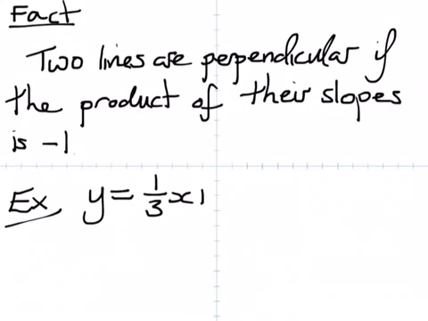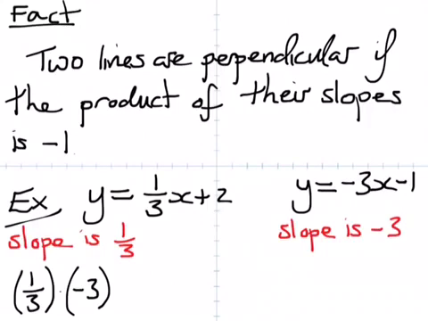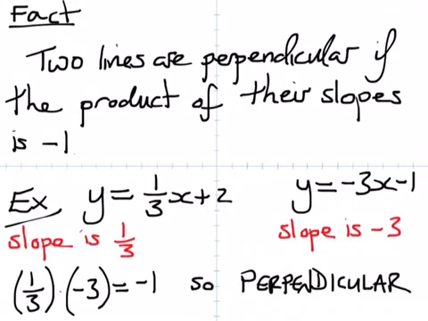What about another little example? Here we've got y is 1/3 times x plus 2 and y equals negative 3x minus 1. The slope of the first line is 1/3 and the slope of the second line is negative 3. So when we multiply these two together, we get negative 1. So they're perpendicular. So that means if we were to draw them, if we were to plot these two lines, then those two lines would meet at right angles.